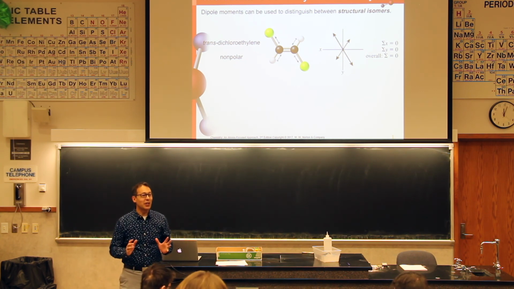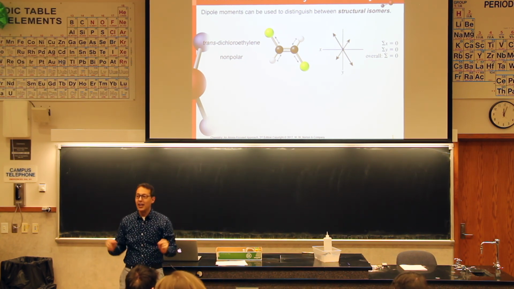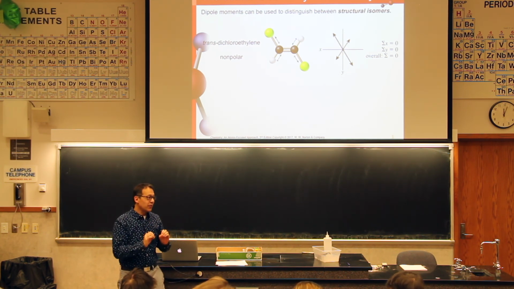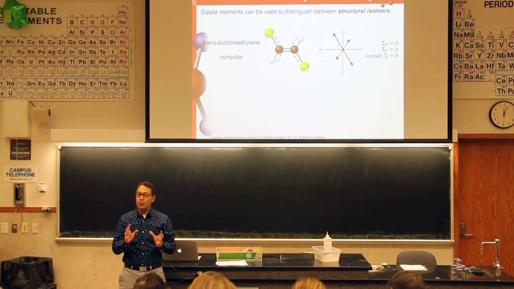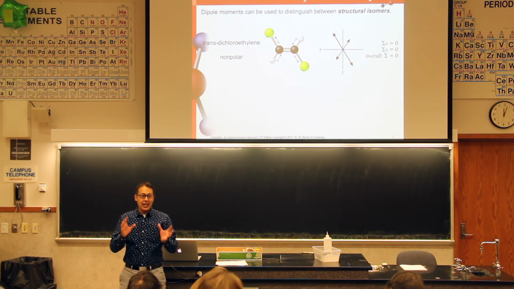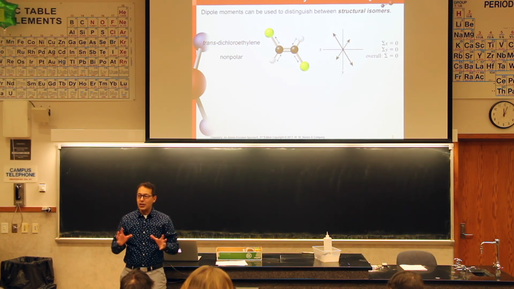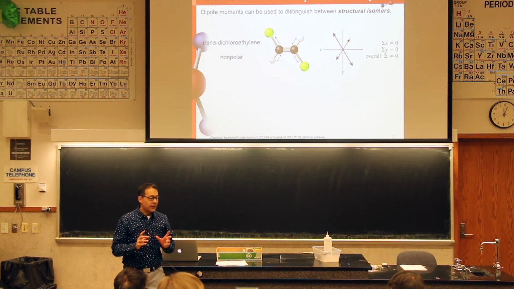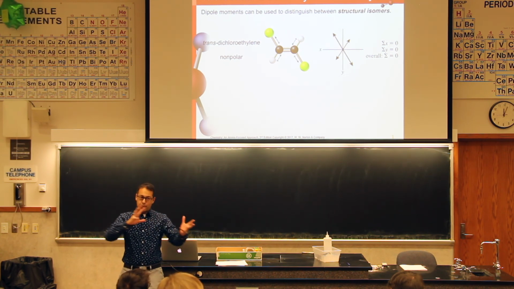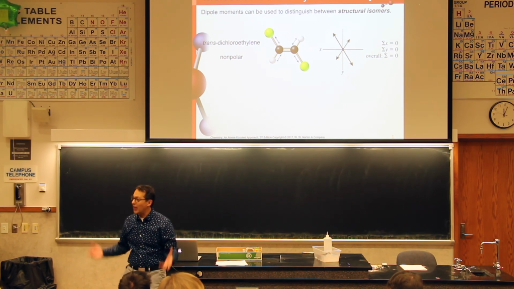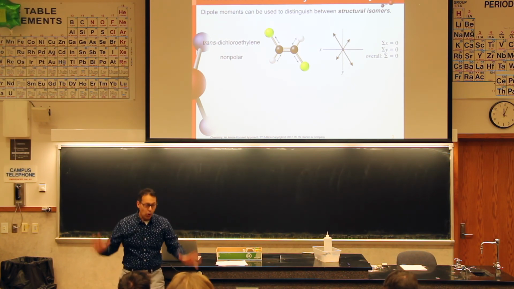Today, what we're going to do is take a look at the polarity of molecules. We have talked a little bit, just briefly, on what makes something a polar bond, and that has something to do with the electronegativity of elements. So how much does one element want electrons versus another? And today, we're going to expand that out and take a look at whole molecules, whether or not molecules themselves are polar.